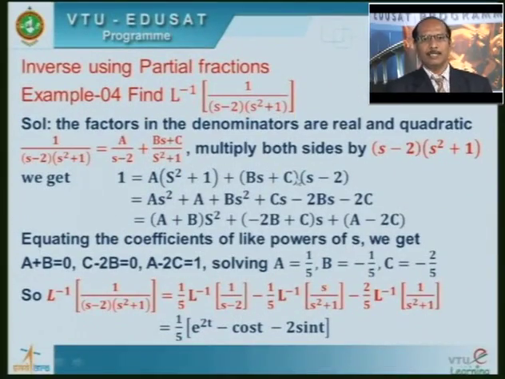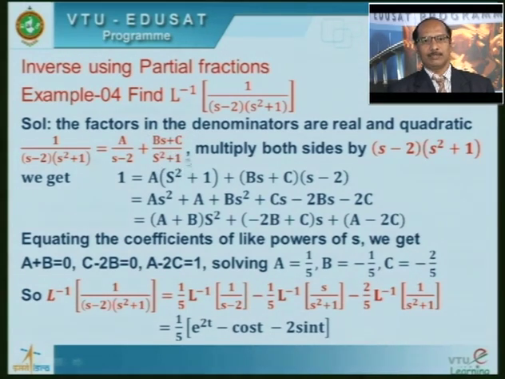See another example here, a linear non-repeated and one quadratic factor. The linear term is s minus 2, the quadratic term is s square plus 1. So, you know how to write this into partial fractions. The factors in the denominator, one is real, the other one is quadratic, both are non-repeated here. For that the form is a divided by the linear s minus 2, and for the quadratic, this is the way of writing: b into s plus c divided by s square plus 1.